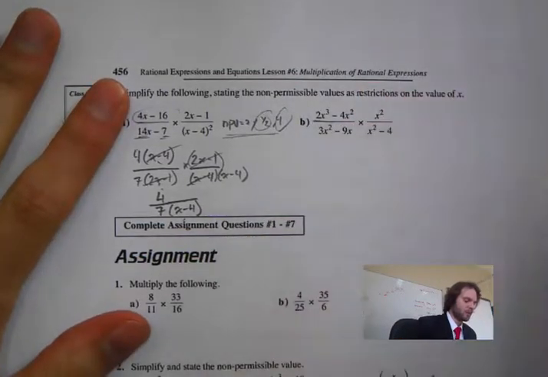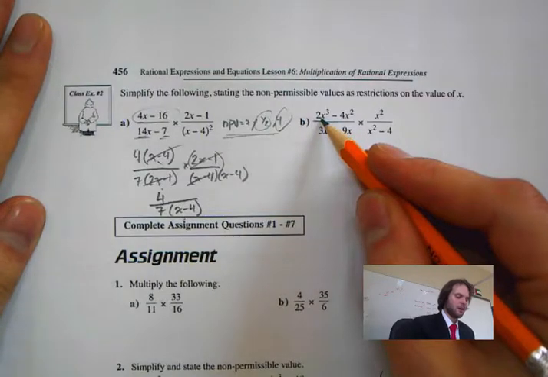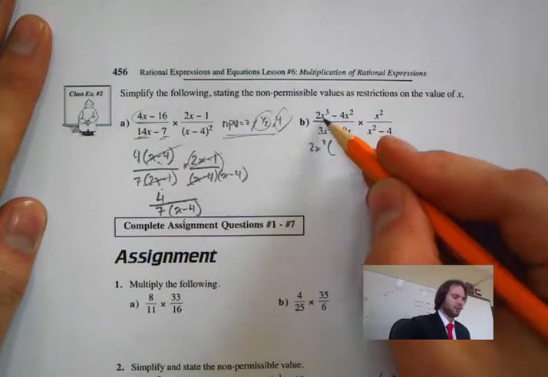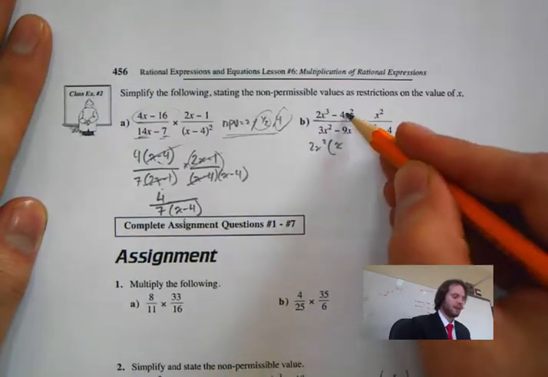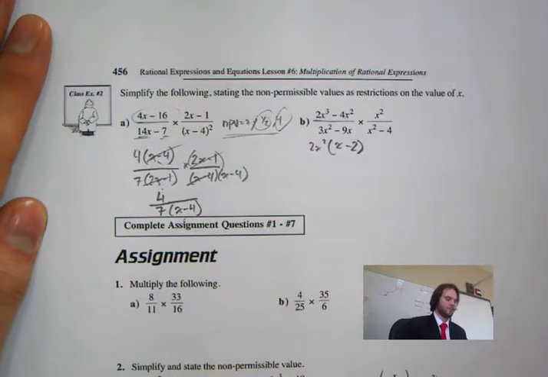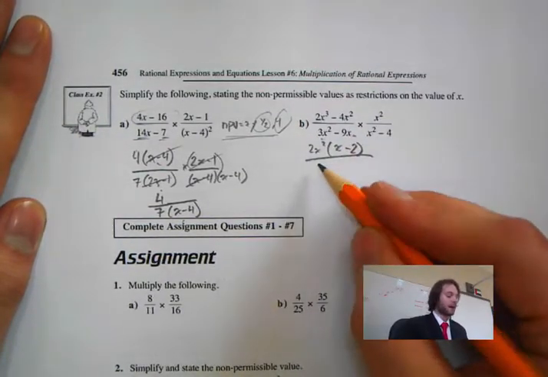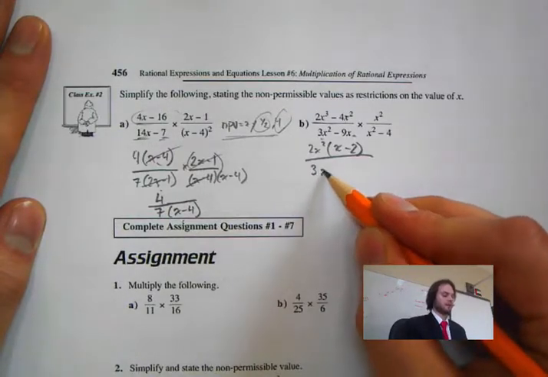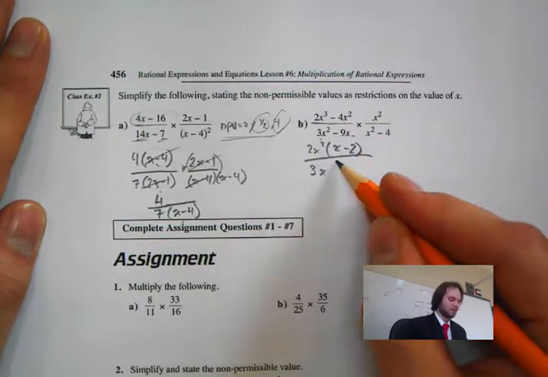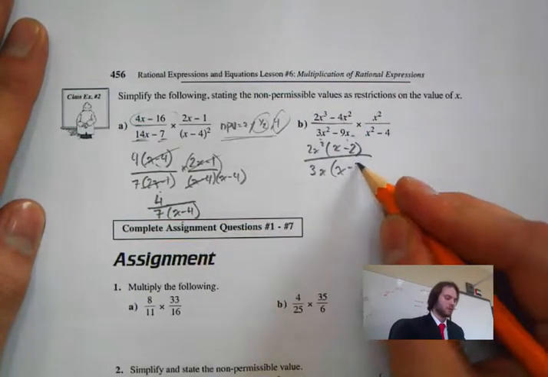So let's start at the top here. What do I have? I could take out 2x squared. So 2x squared. Divide that by 2x squared, I'm left with x. Divide that by 2x squared, I am left with minus 2. Now let's do the bottom of this guy. I could take out a 3x from that. So I'm going to take out 3x. If I divide this by 3x, I'm going to be left with x. Divide that by 3x, I'm going to be left with 3.